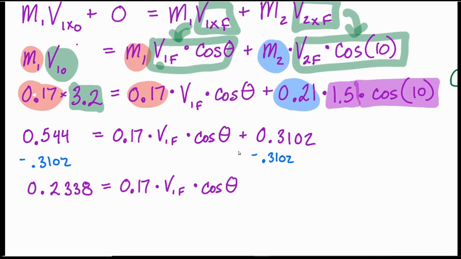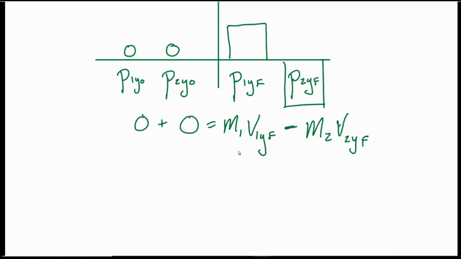All right, so at this point, I recognize that I have an equation with two unknowns. I don't know my final velocity for V1, and I don't know my final angle. So what I'm going to do now is switch to the y direction and see what I can do. In the y direction, I did not have any starting velocity, so both of these are 0, because I started with a y velocity of 0.